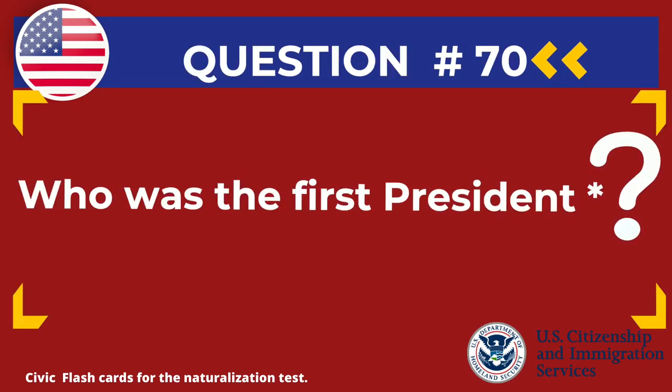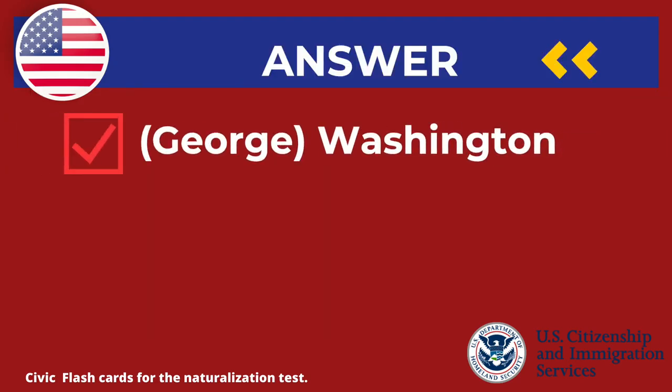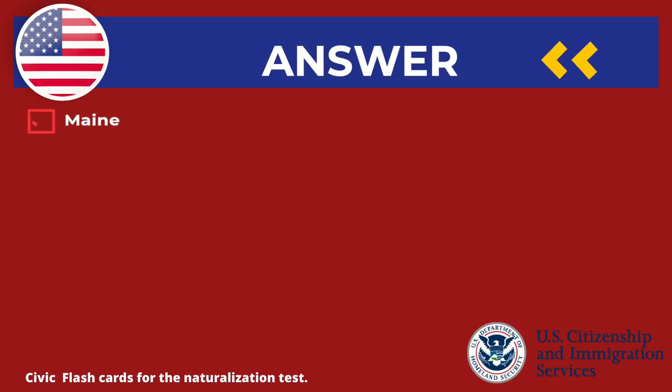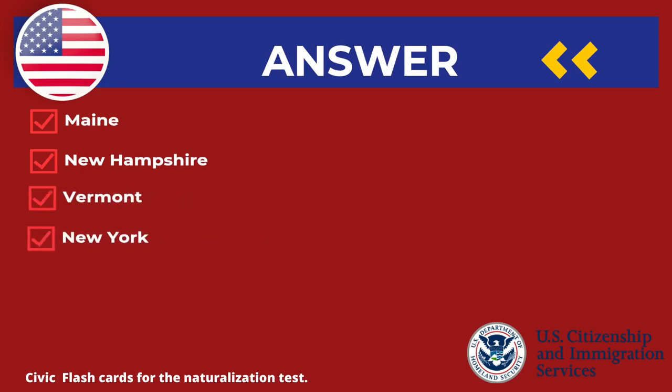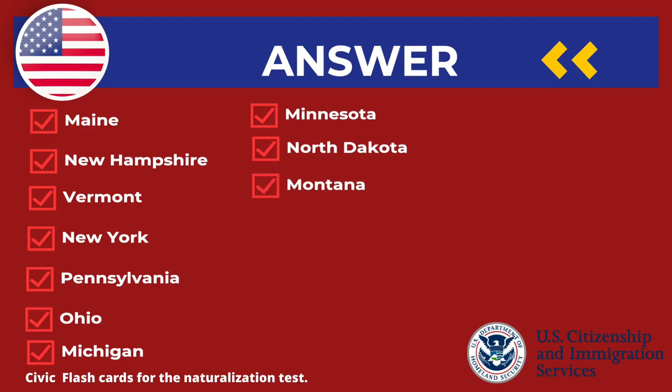Who was the first president? George Washington. Name one state that borders Canada. Maine. New Hampshire. Vermont. New York. Pennsylvania. Ohio. Michigan. Minnesota. North Dakota. Montana. Idaho. Washington. Alaska.